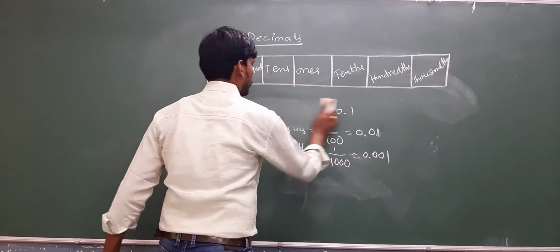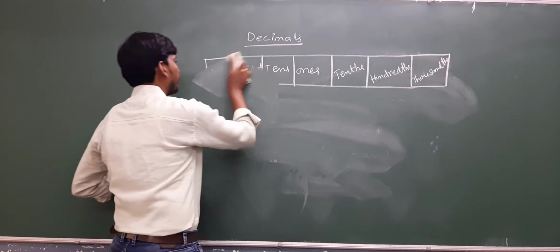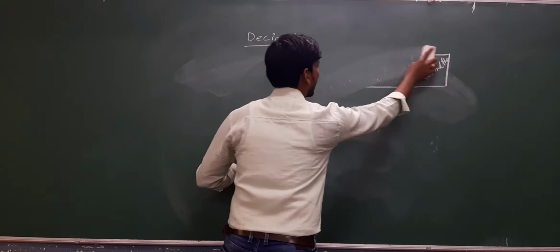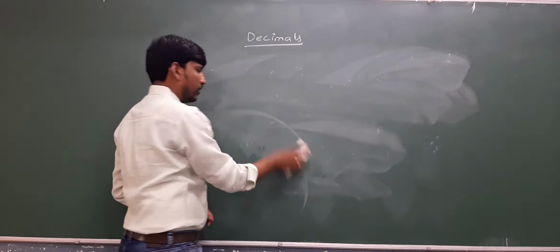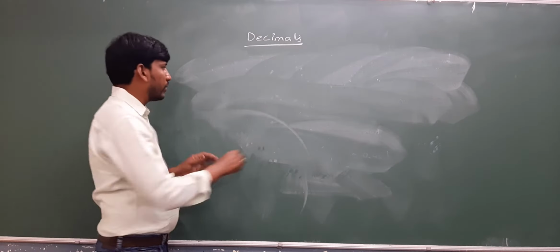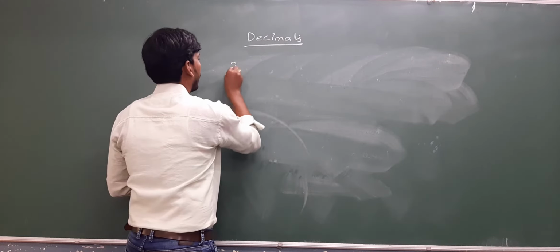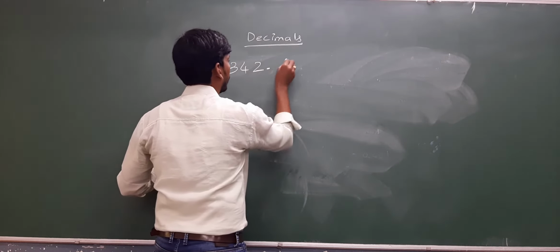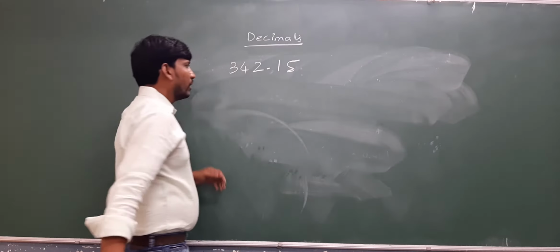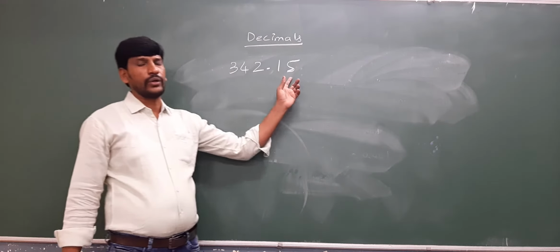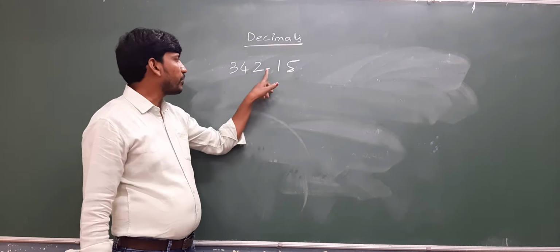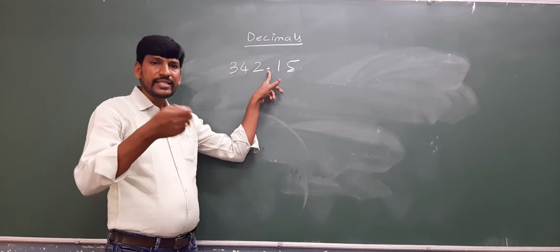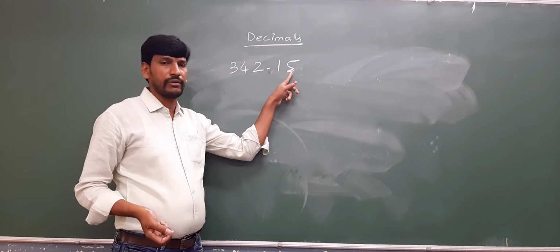Now let us see this here. So I am going to write a number we can understand easily. Okay. Now let us take a simple number, 342.15. Don't read it as fifteen. After the decimal point, you should read single digits. That is 1 and 5.